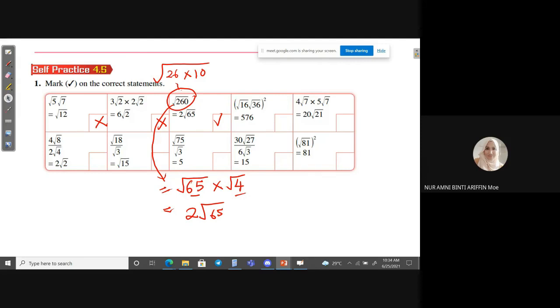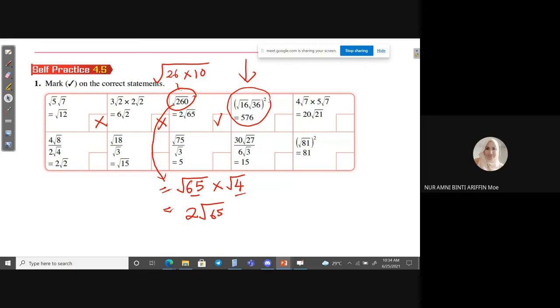Okay, tak apa. Cuba tengok this one. This answer, correct or wrong? Correct. Okay, Petrina, correct or wrong? Tengah fikir. The square root is gone because of the square, right? Yes. Zoal, correct or wrong? Wait, I am still confused on the last part. I don't understand also.